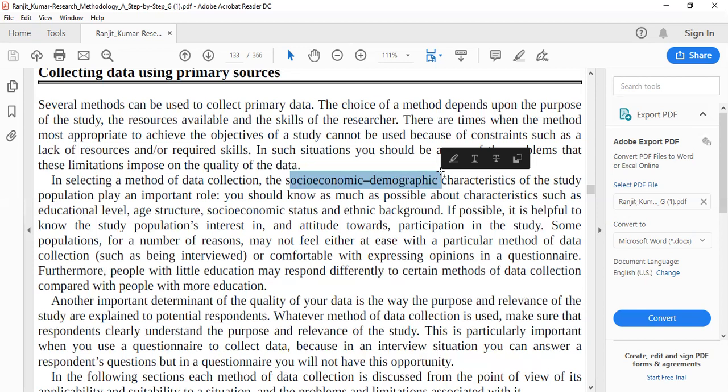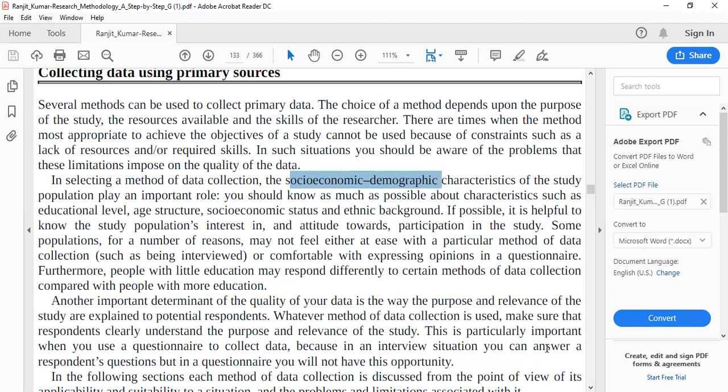So it is necessary that the method of collection of the data should be according to your requirement. You have to keep all these points in your mind when you are trying to collect data using a primary source.